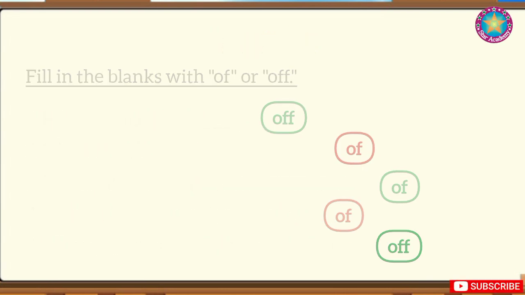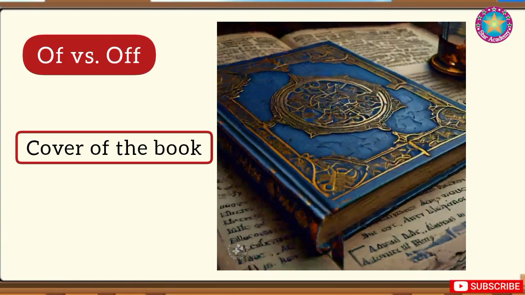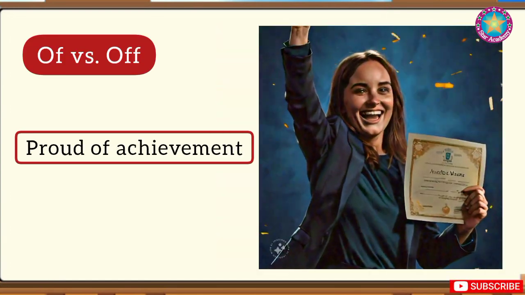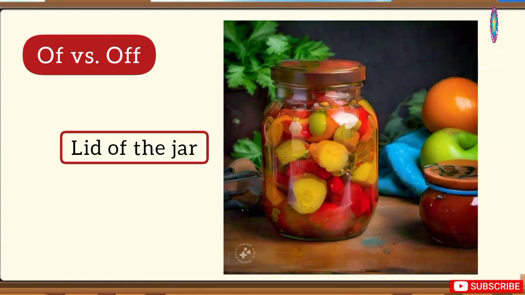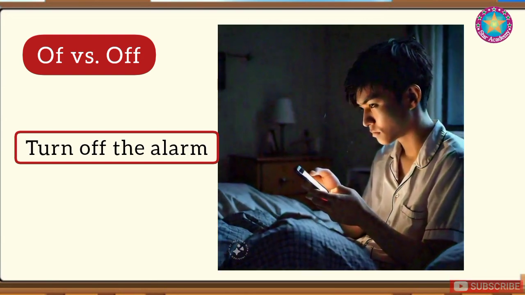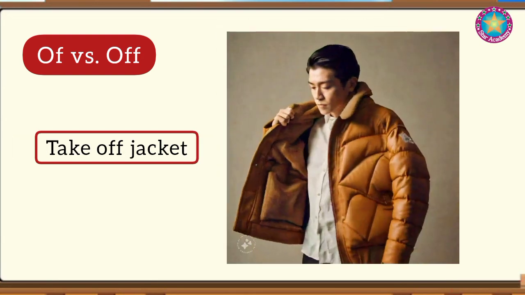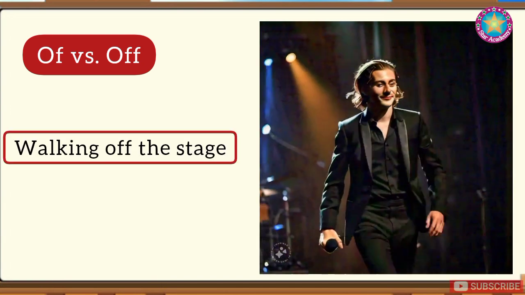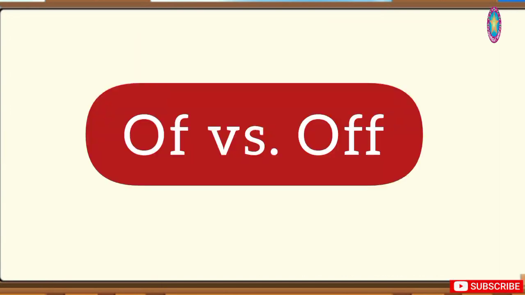Of is a preposition that connects things, showing relationship, belonging, or origin. On the other hand, off is an adverb or preposition that typically means separation or removal. Understanding these differences will greatly improve your writing and speaking. Keep practicing, and soon you will be using of and off with confidence.